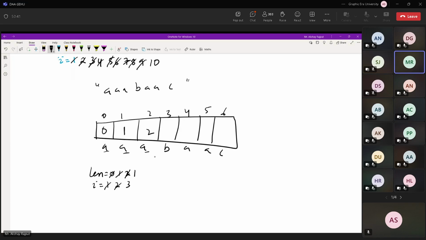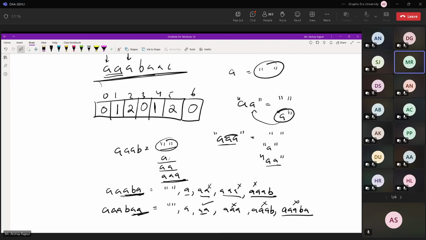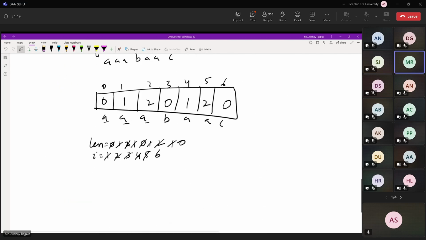Is this equal? No. So put LPS of again len minus 1, which becomes 0. Are these equal? No. Len equals 0. Put 0. Make it 4. Are 0 and 4 equal? Yes. Len plus plus. Here I plus plus. Are 1 and 5 equal? Yes. So len plus plus, put len here, I plus plus. Are 2 and 6 equal? No. So LPS of len minus 1, 1. Are 1 and 6 equal? No. LPS of len minus 1, 0. Are 0 and 6 equal? No. So make it 0. 0, 1, 2, 0, 1, 2, 0. Exactly the same thing we are getting.